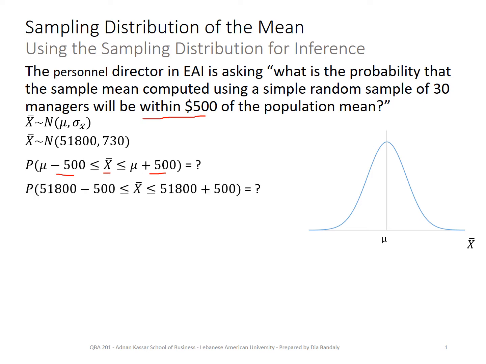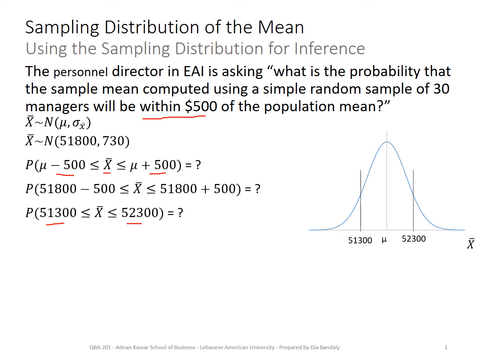I know mu, again, for now we know mu, and we are simply experiencing what's happening when we use sampling distribution. So the question is, what's the probability that an X bar collected from the population will be between 51,300 and 52,300? Let's see that on the graph. So it's between these two values.